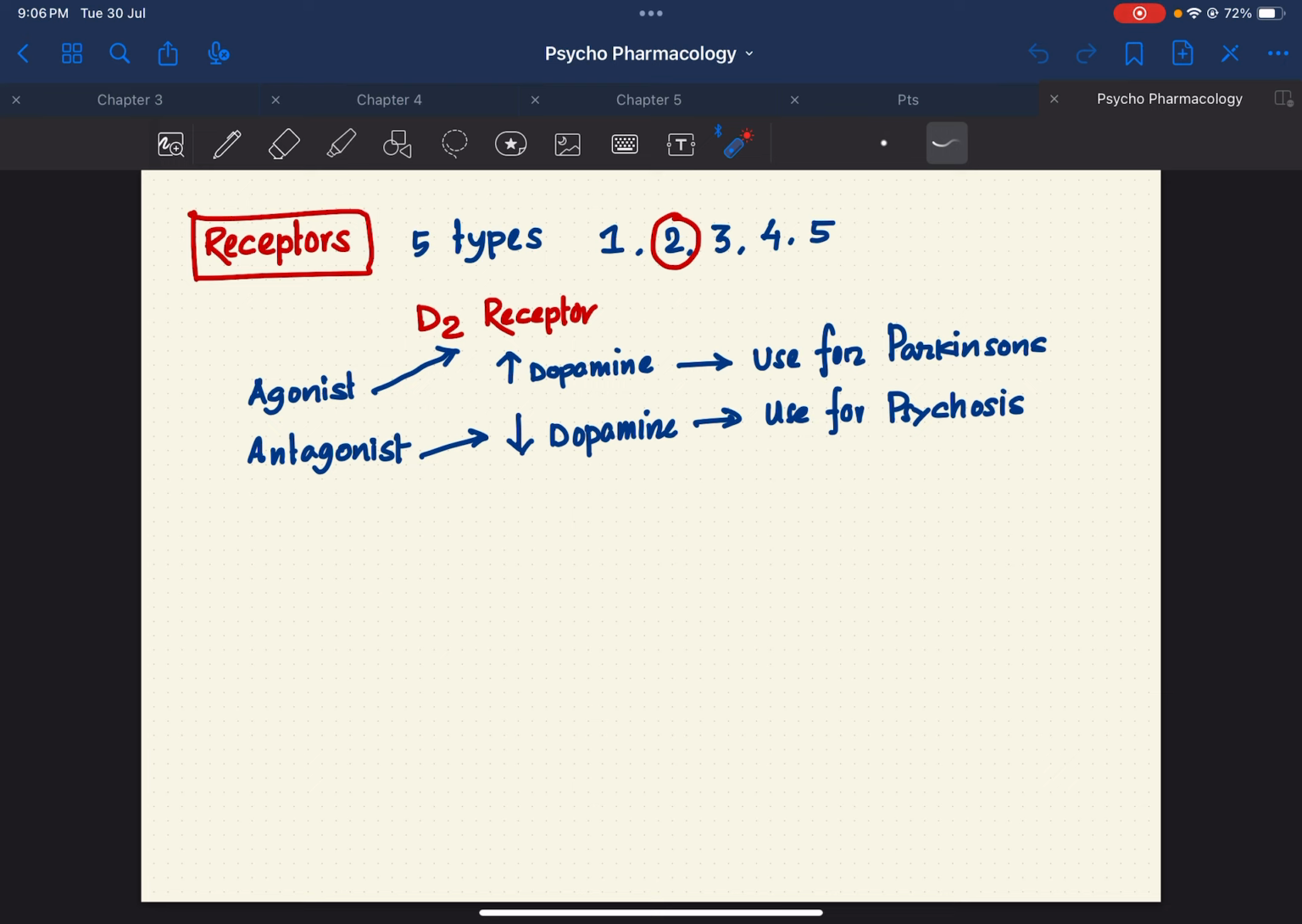Now, decreased dopamine is usually seen in Parkinson disease. So in Parkinson disease, we try to increase the dopamine by using an agonist of dopamine, that is a D2 agonist. There will be an increased amount of dopamine and it will be helpful for Parkinsonism. But in psychosis, dopamine is already in excess, so we need to block dopamine from acting on the D2 receptor. So we will use an antagonist of the D2 receptor, so there will be decreased dopamine action and we can use it for the treatment of psychosis.